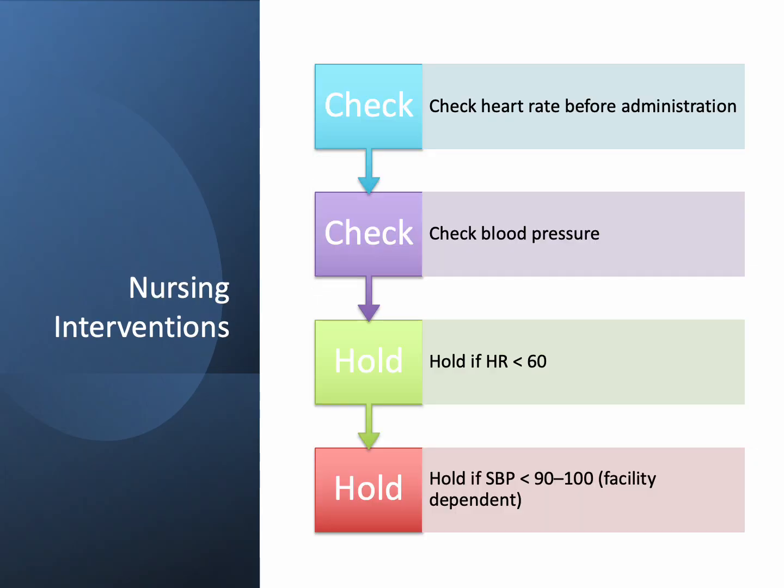So nursing interventions. You're going to be checking your blood pressure and heart rate. Hold if less than 60. You're also going to be watching the systolic blood pressure. Depending on your facility, if it's 90 to 100, we usually call the provider. The provider will usually hold that.